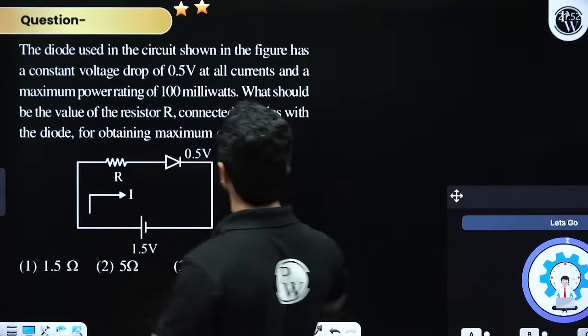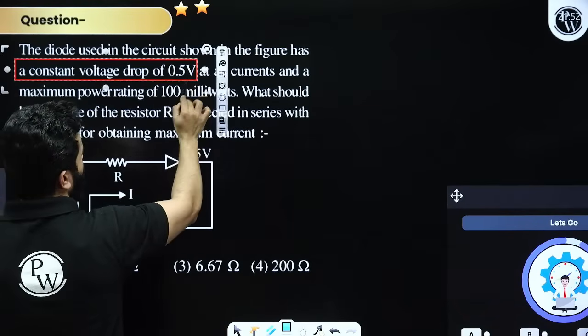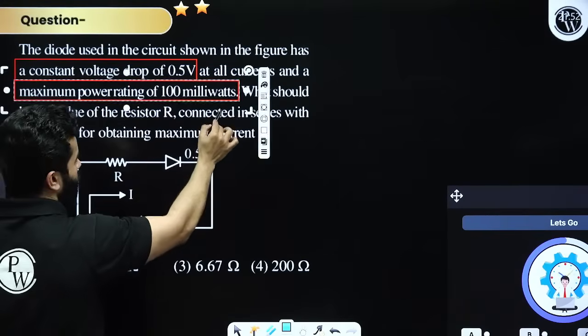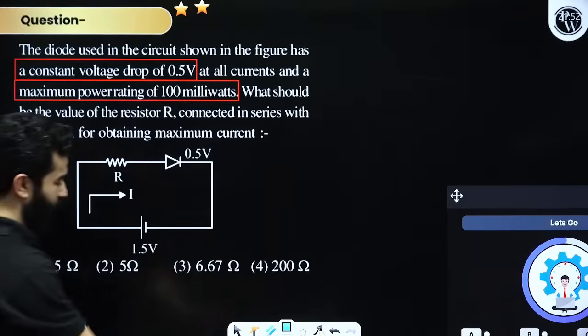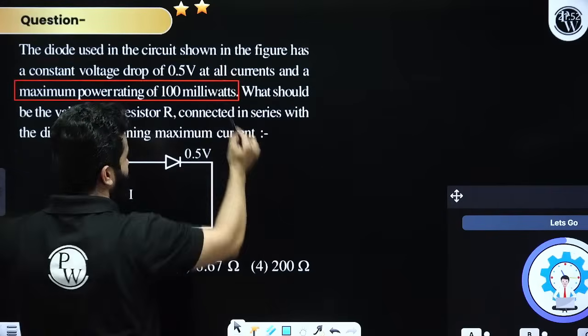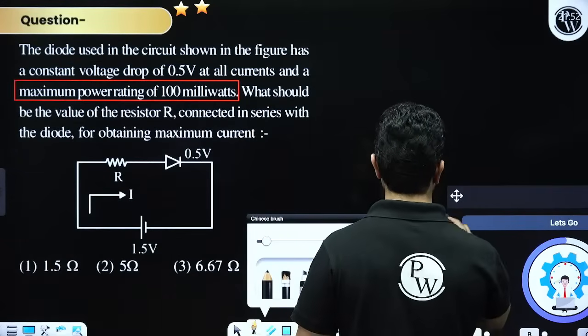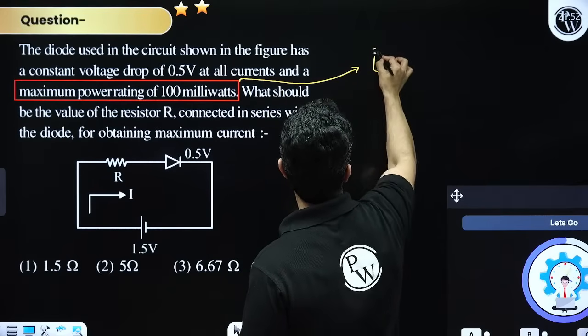This point is very important. They are saying a constant voltage drop of 0.5 at all currents and a maximum power rating of 100 milliwatts. This is very important. If somebody tells you that something has a maximum power rating, you can find out the maximum permissible current from that. From this information, you can find out the maximum value of current.